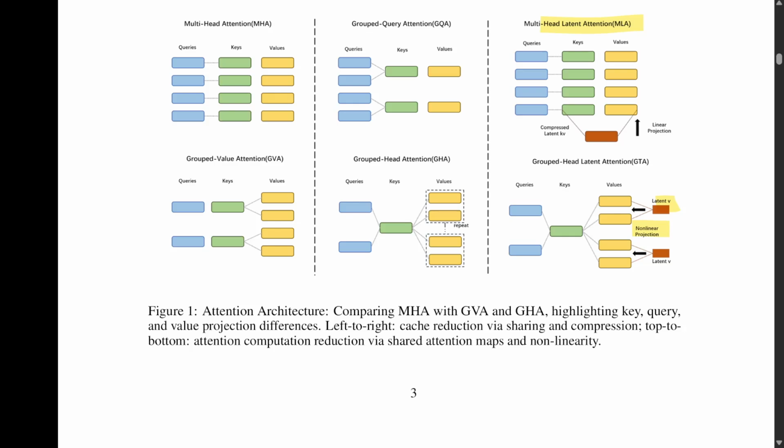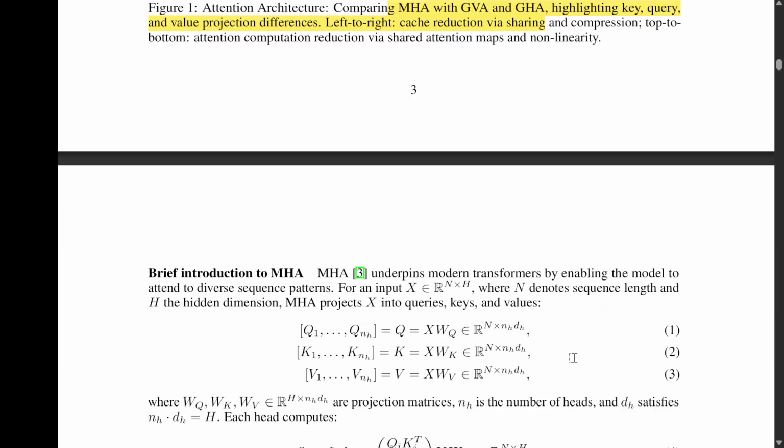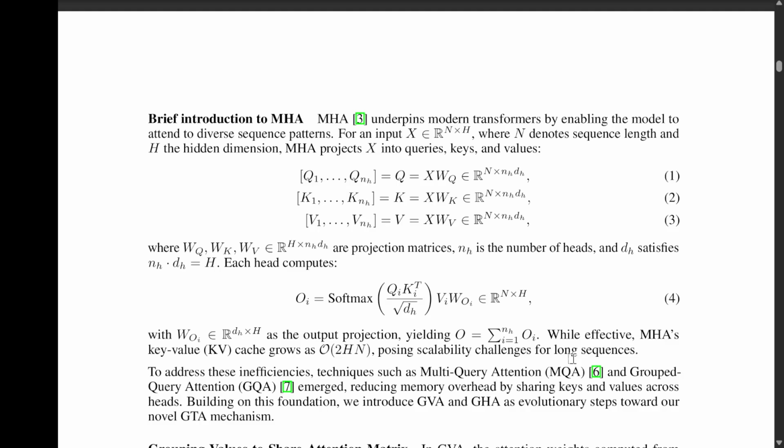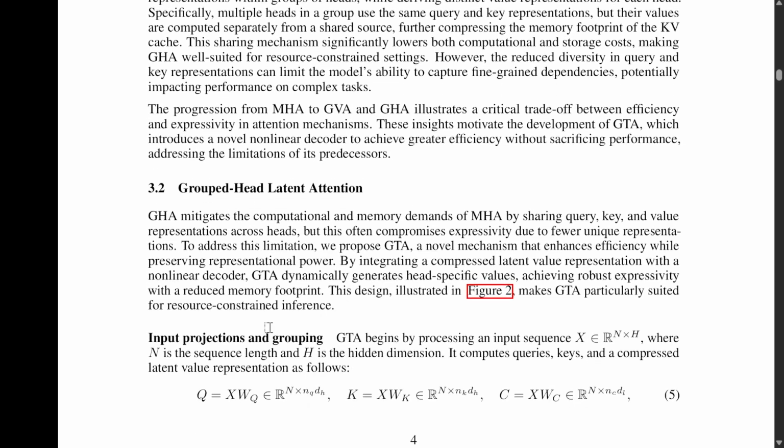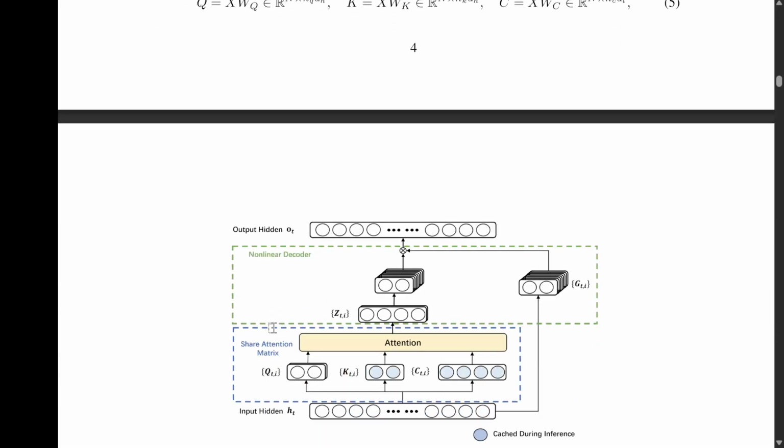What about GHA? Grouped head attention, GHA, goes further. It shares the query and key representations, Q and K, within groups of heads. This reduces compute and storage more because you have fewer unique Qs and Ks, but... There's always a but. Yeah. The potential downside is reduced diversity in the queries and keys. This might limit the model's ability to pick up on very fine-grained details in the input. Okay, so GVA saves compute, GHA saves compute and some storage, but maybe loses some precision. How does GTA build on this?